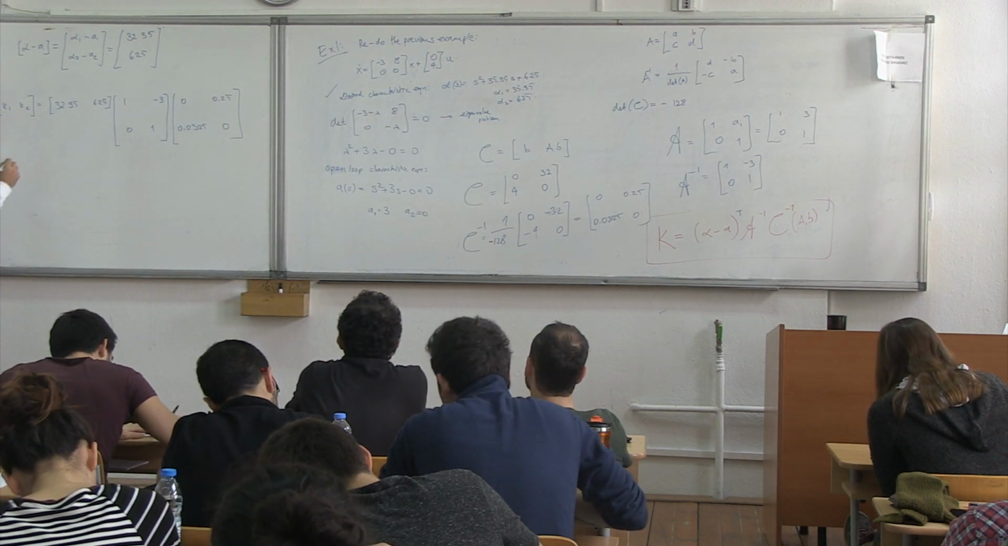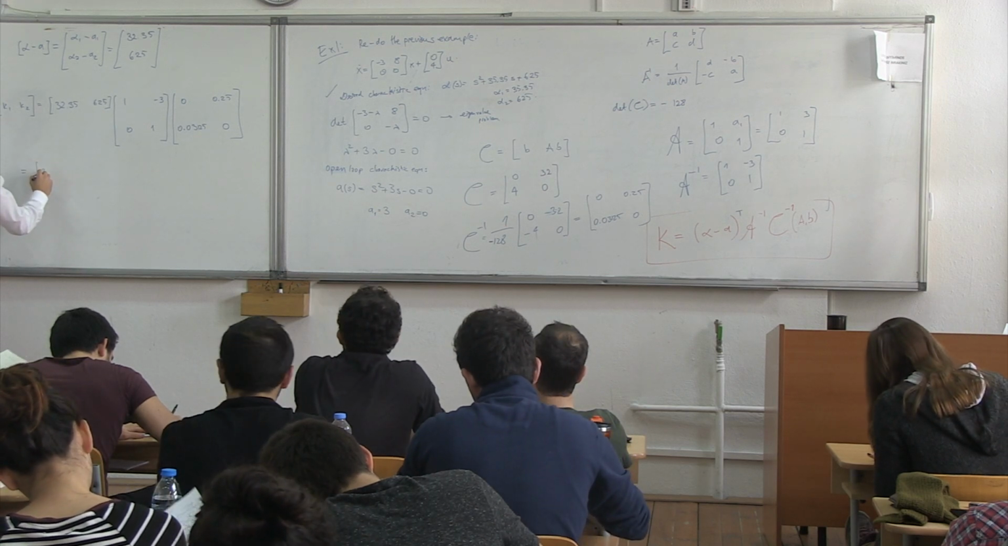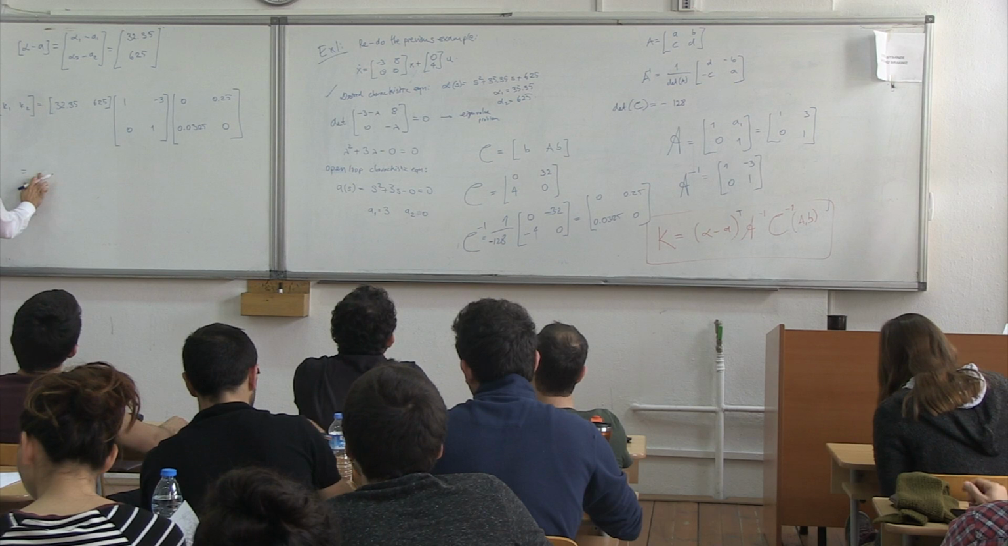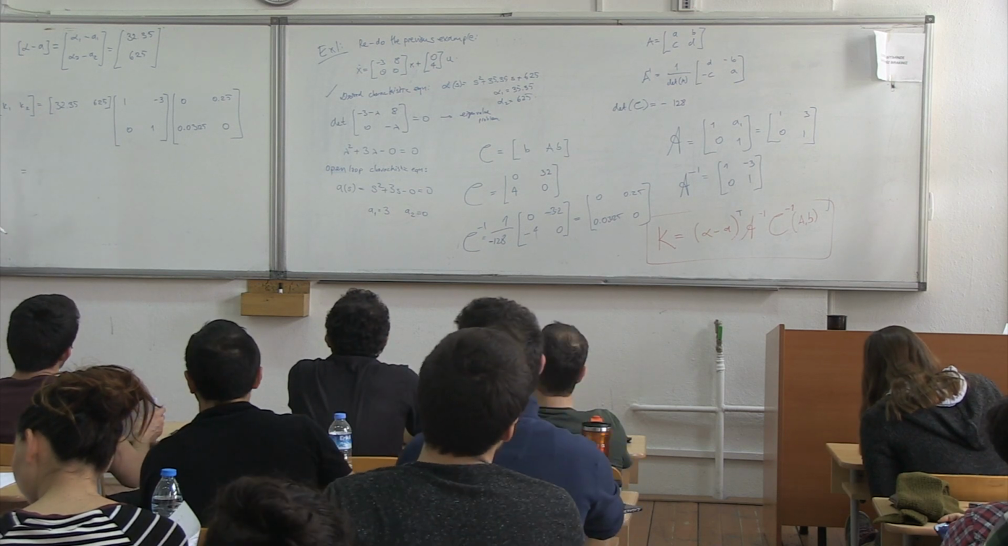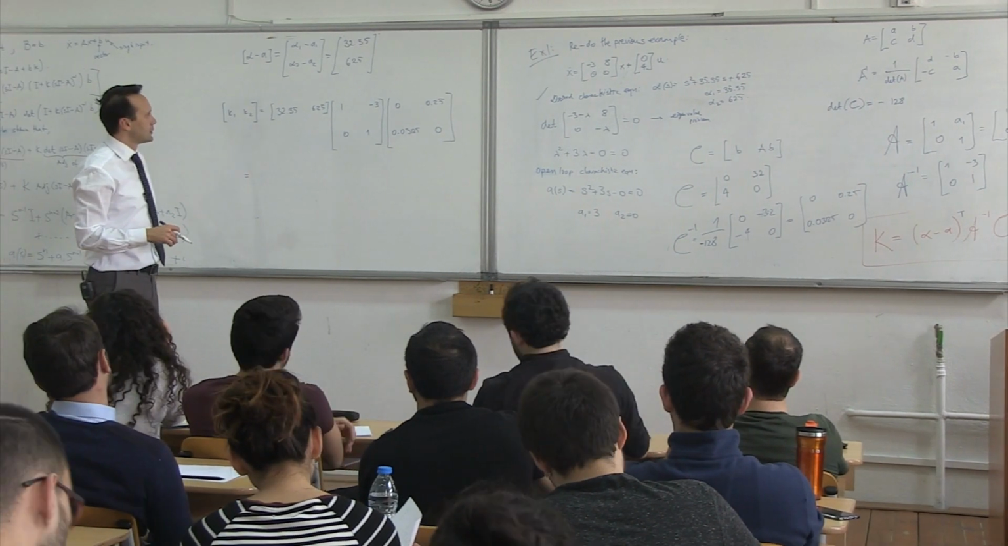This is K1 and K2. So can you calculate this? Do you have a calculator? What do you get?